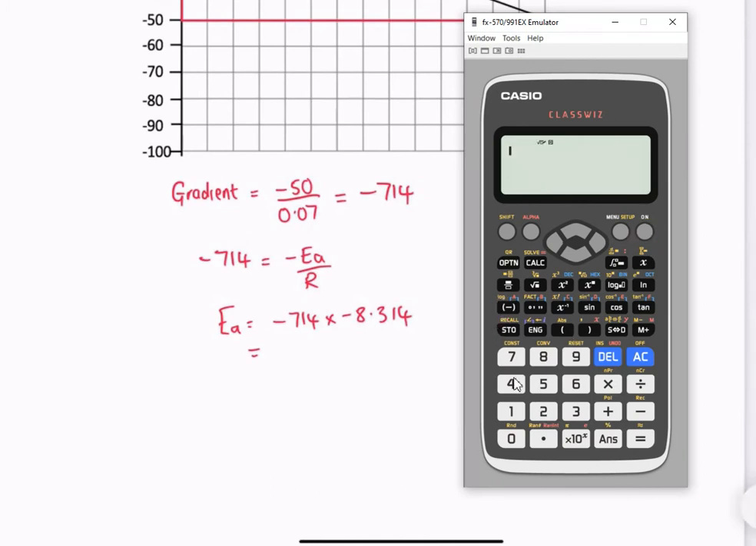So we've got minus 714 times minus 8.314. Now obviously you can miss out these two minuses if you can do that, but remember that when you give the gradient it must be negative or you will lose the marks. So I'm getting 5940. There's no point having all those significant figures, so I'm going to go 5940 joules per mole. That's in joules per mole, so in kilojoules per mole it's going to be 5.94.